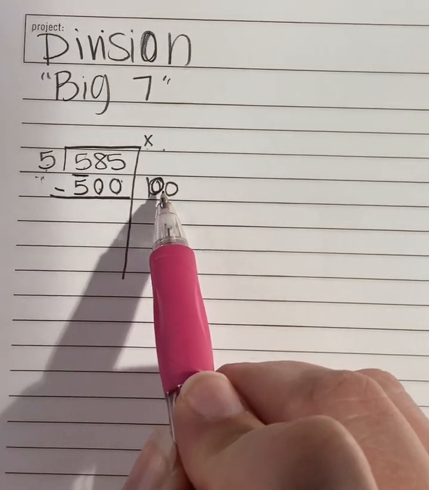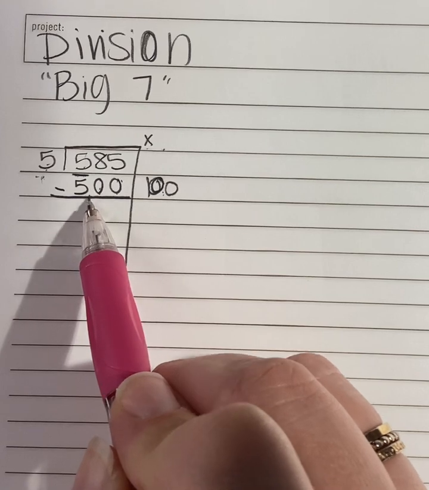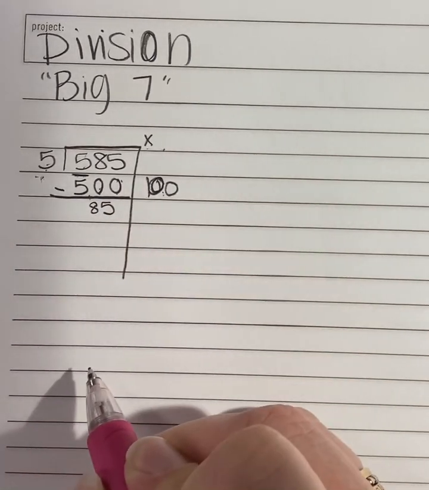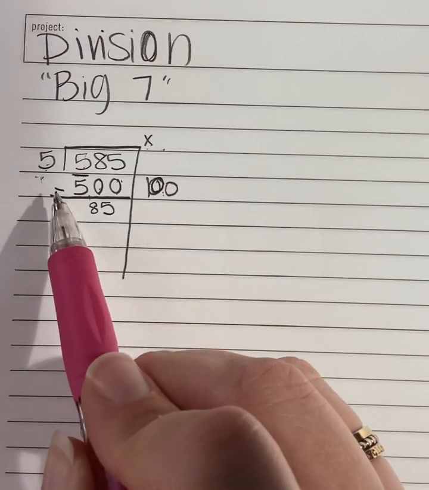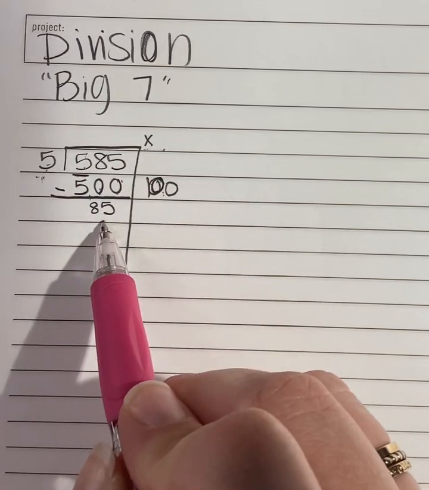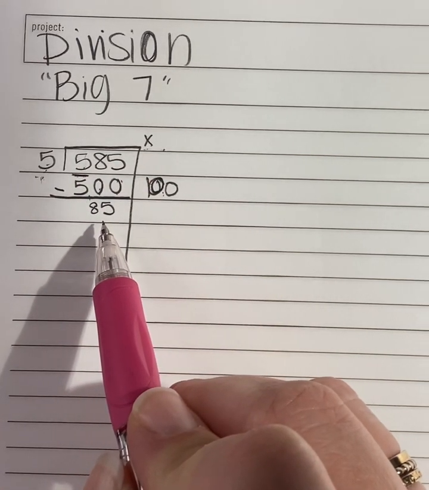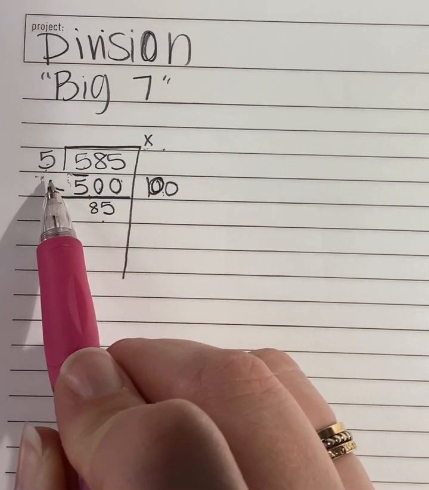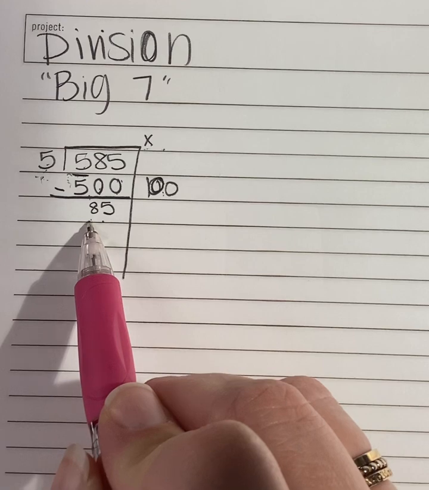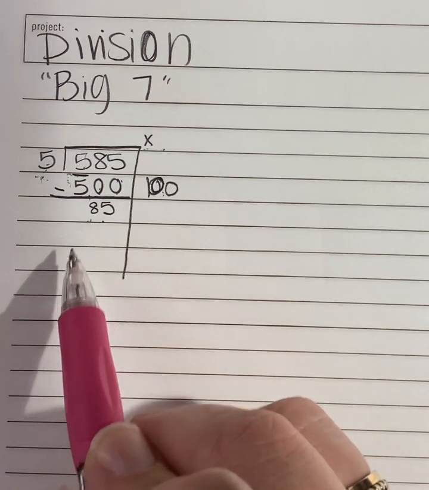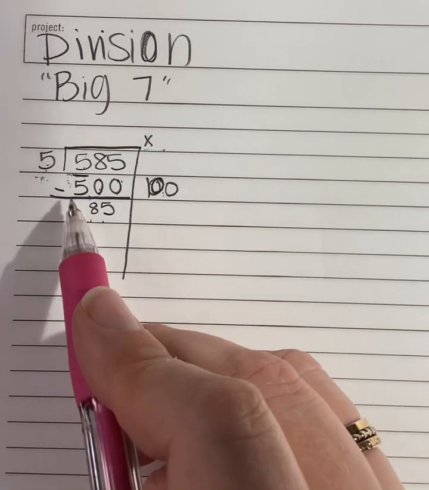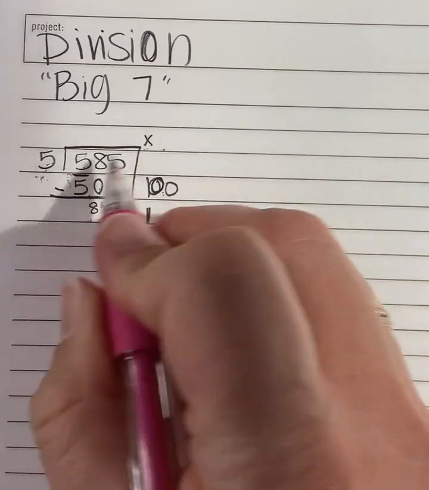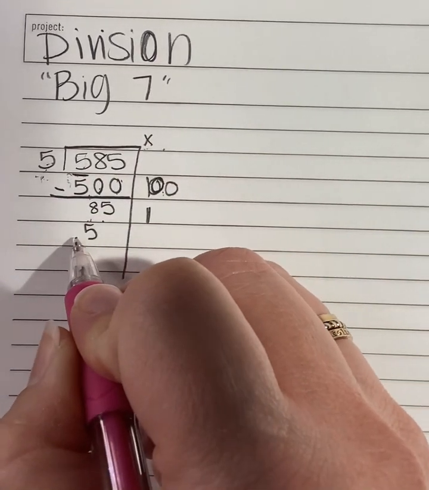5 times 100 is 500. So then I'm going to do a little basic subtraction. This gives me 85, okay? And so I can ask myself, 5 times what gives me 85? That might be hard for some kids. So we can break it down even further and do the same thing we did up here. 5 times something is going to get me to 8 or really close to 8, all right? And so again, 5 times 1, well, that just gives me 5.